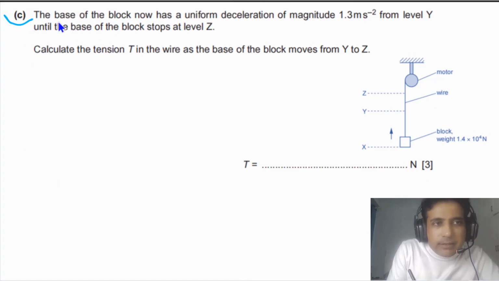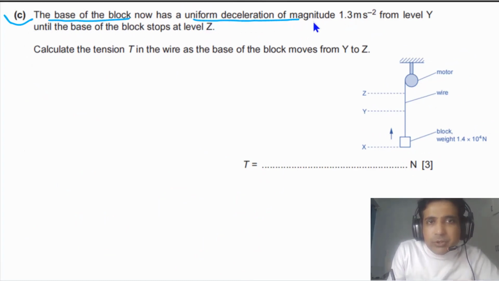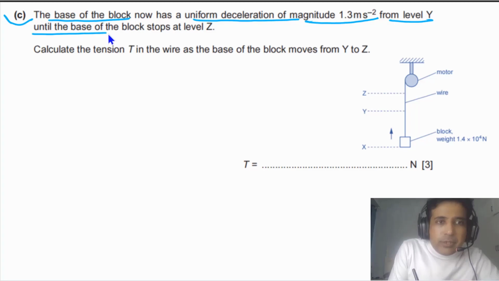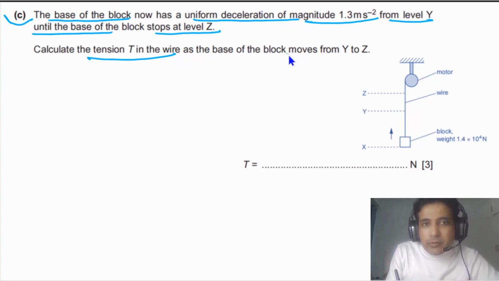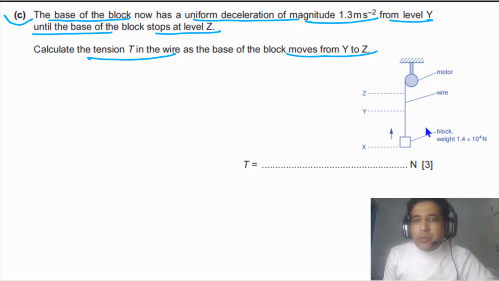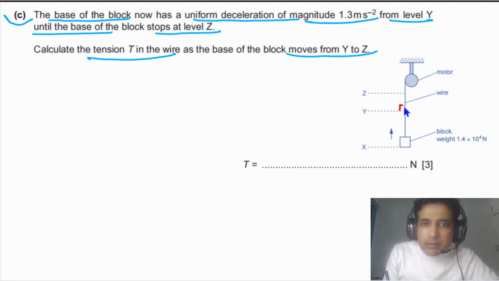For part C, it is given to us the base of the block now has a uniform deceleration of magnitude 1.3 meters per second squared from level Y until the base of the block stops at level Z. We need to calculate the tension in the wire as the base of the block moves from Y to Z. So simply, first of all, we can draw a tiny block here. So this is the block at this point. Then the block finally stops at level Z.